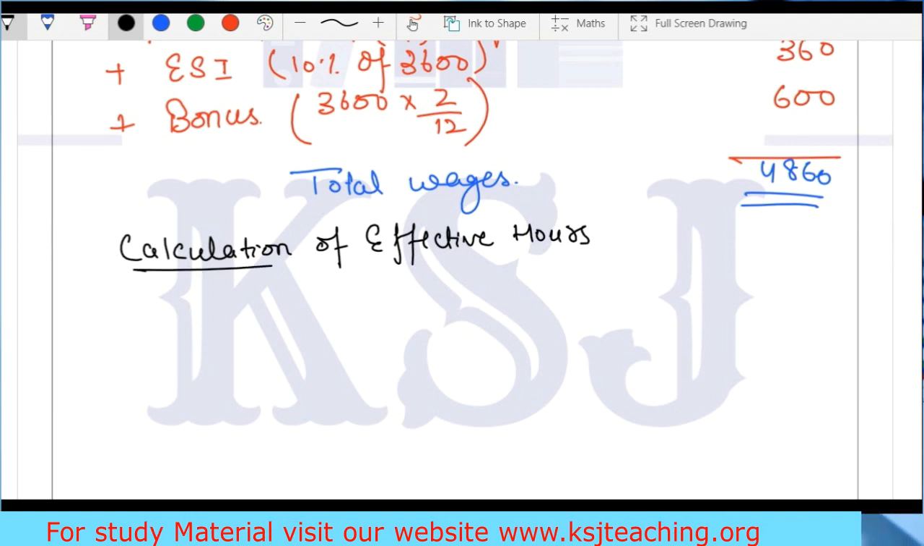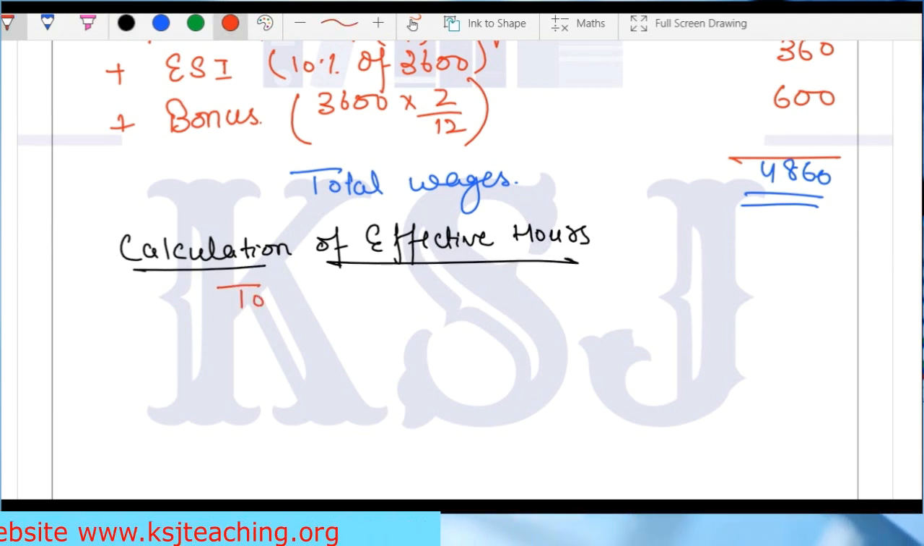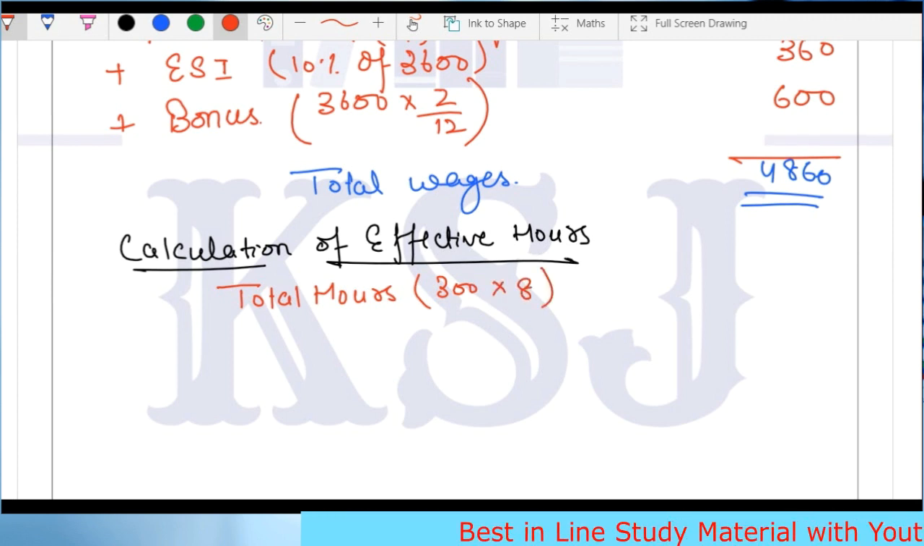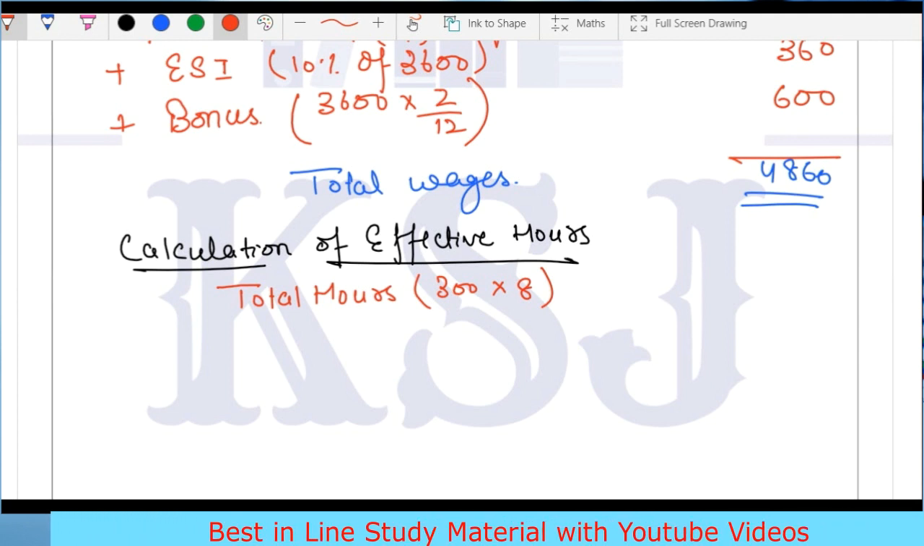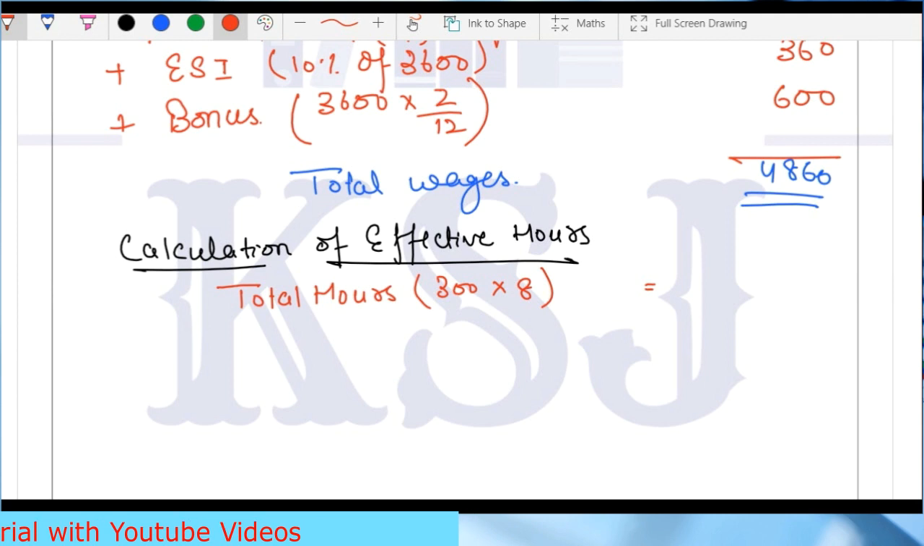Calculation of effective hours. What are the total hours available? That is 300 days multiplied by 8. 300 days multiplied by 8, that means the total available hours are 2400, right?